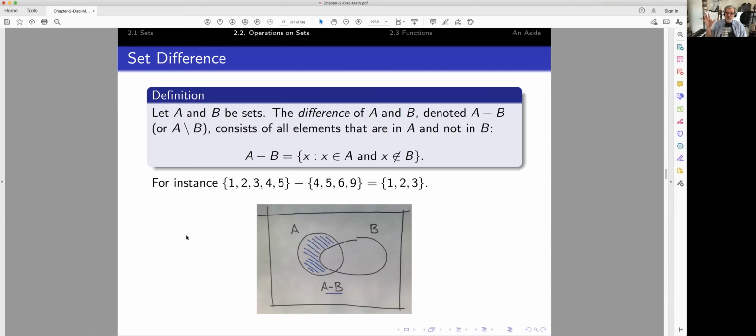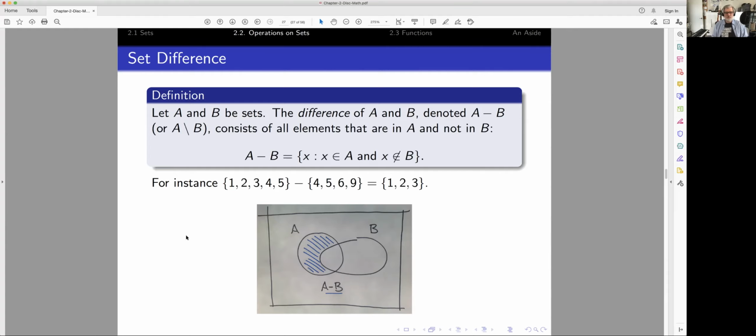Set difference. This one does not require a universal set, which is cool. And you can probably guess from the name what this is going to be. So I have two sets, A and B, and the difference of A and B, A minus B, more commonly A set difference B. It's the set that consists of all elements in A which are not in B.